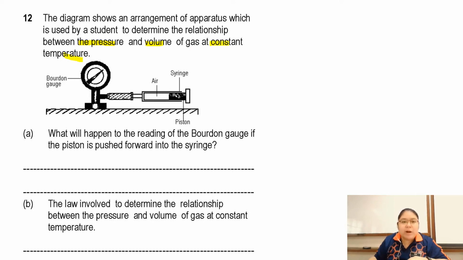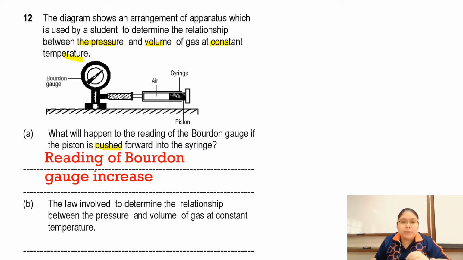Let's see the diagram. We have a syringe and also the Bourdon gauge. So what will happen to the reading of the Bourdon gauge if you push the piston forward? You push forward, which means the volume becomes less. So the answer is the pressure will increase. When your volume decreases, the pressure will increase. So the reading of the Bourdon gauge increases.